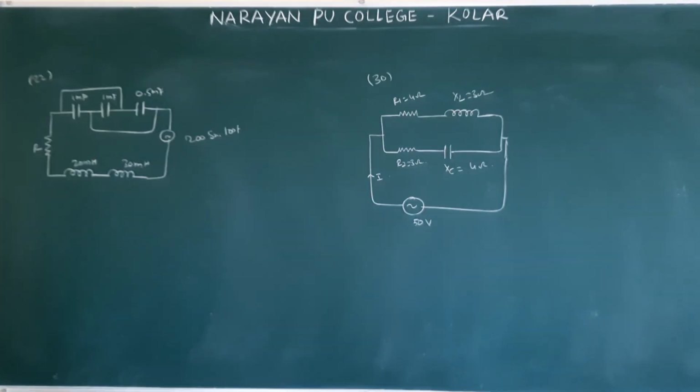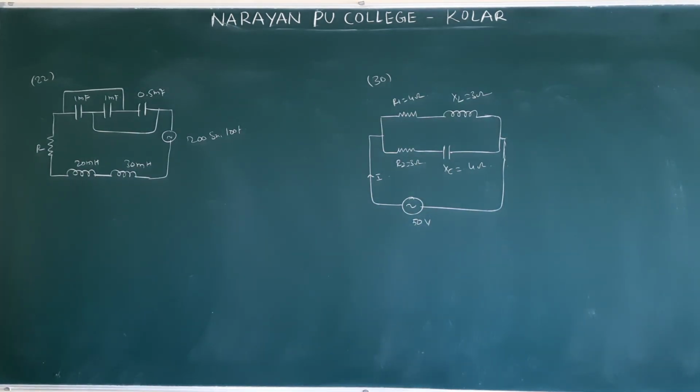Just see in level 2, I am solving two problems. A little bit of variation will be there for you. Remaining all are almost the same models. So in the following circuit, question number 22: if the power factor is root 3 by 2, find the value of R.